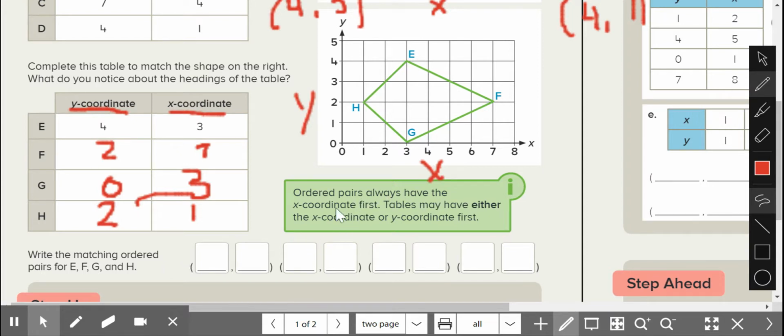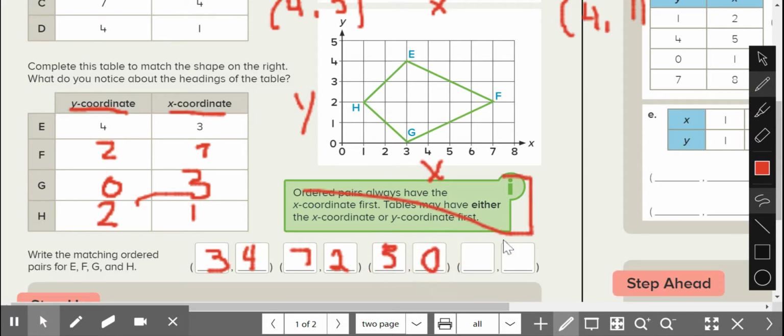Ordered pairs always have the x-coordinate first. Tables may either have the x-coordinate or y-coordinate first. So what I'm used to seeing is the x-coordinate always first in a chart like this, but I think it's important to note that they may use the y-coordinate first. So these have to reflect x and y. So E is 3 and 4. F is 7, 2. Remember, we're starting with the x coordinate. G is 3, 0.